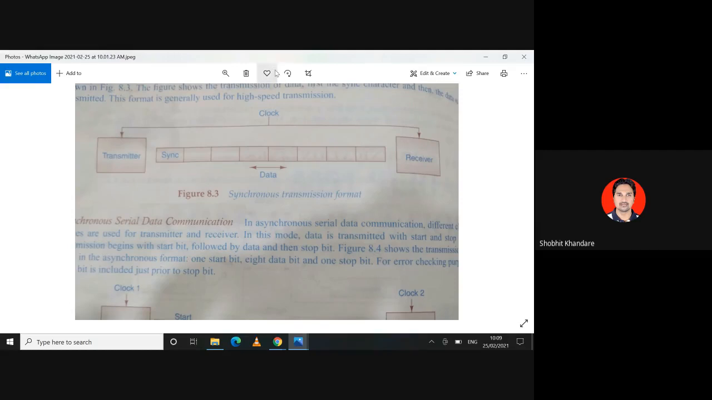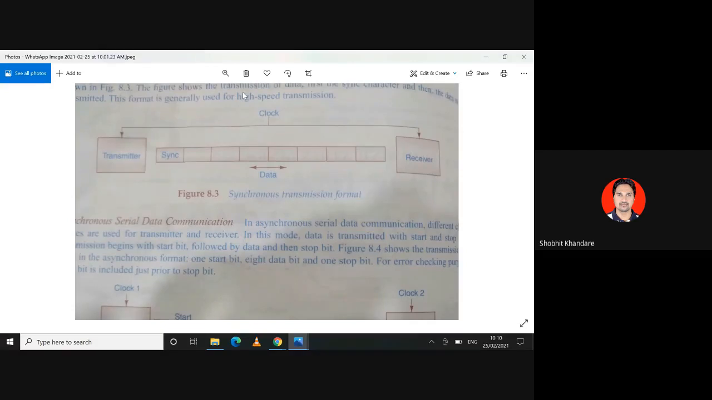Now try to understand the synchronous transmission format. What is the format of transmitting the data in synchronous mode? Whenever you transmit data, for example 8-bit data, I will be transmitting from the transmitting end and receiving at the receiving end. Suppose I want to transmit 7 bits, 1, 2, 3, 4, 5, 6, and 7. They will go serially from transmitter to the receiver.